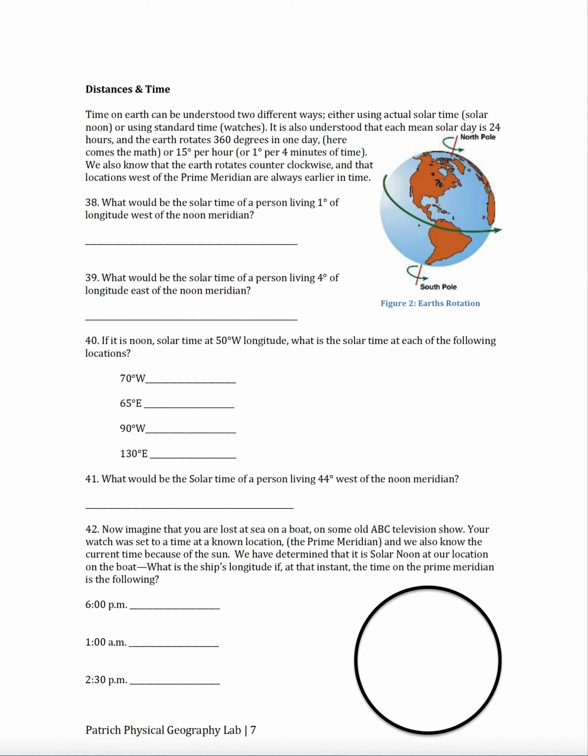So that being said, let's say you live on a line of latitude, and question 38 says, what would be the actual solar time of someone living 1 degree west of the noon meridian? So we notice that we have a circle of illumination, meaning it's literally a line where it divides light and day. The noon meridian is when the sun is at its zenith, or the highest point in the sky. So let's say it's solar noon for you, and you have a friend that's living 1 degree west of you. So what time technically would they be?